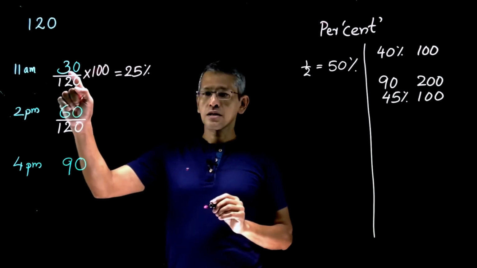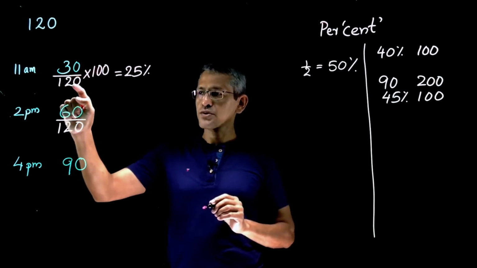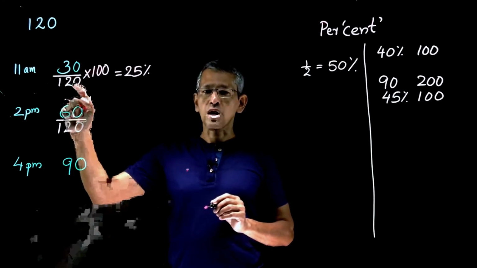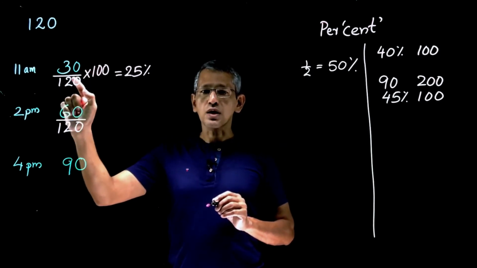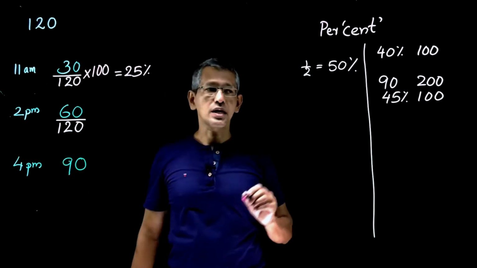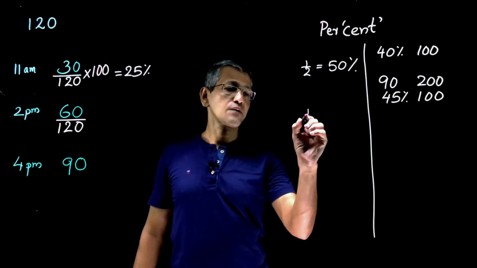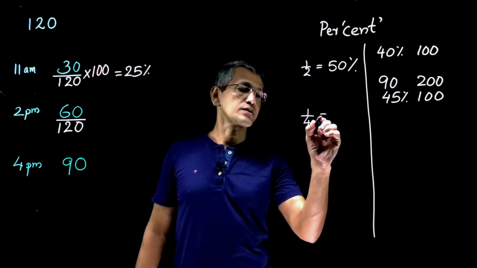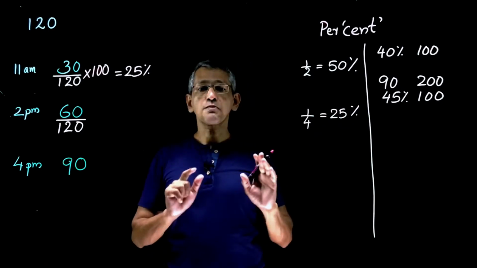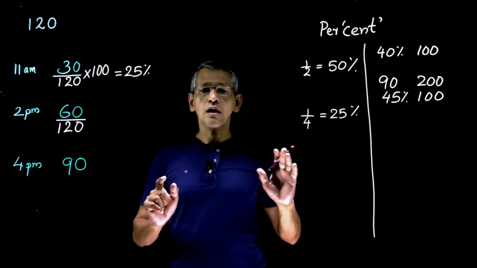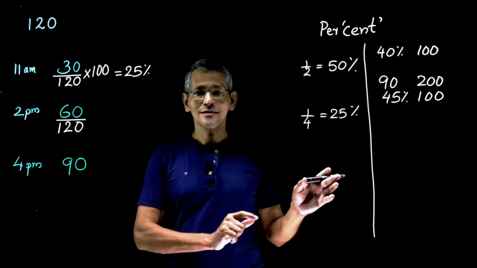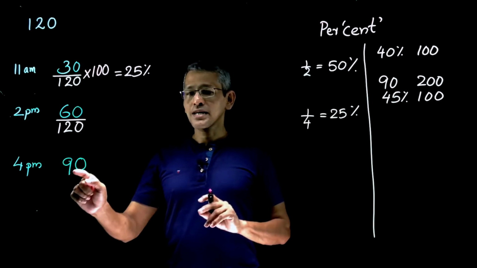And in the earlier case, 30 by 120 means 3 by 12, which was 1 by 4. 1 by 4 into 100 is 25 percent. So remember, 1 by 4 is 25 percent. This is pretty much a shortcut for percentages. You don't need to do the whole calculation to convert a number into a percentage. See that? Look at this one.